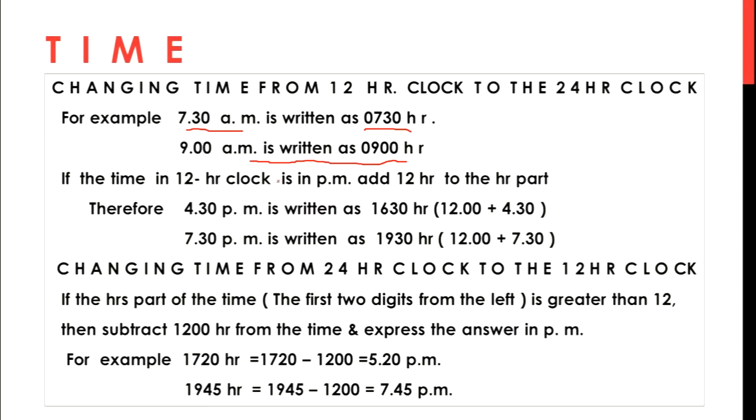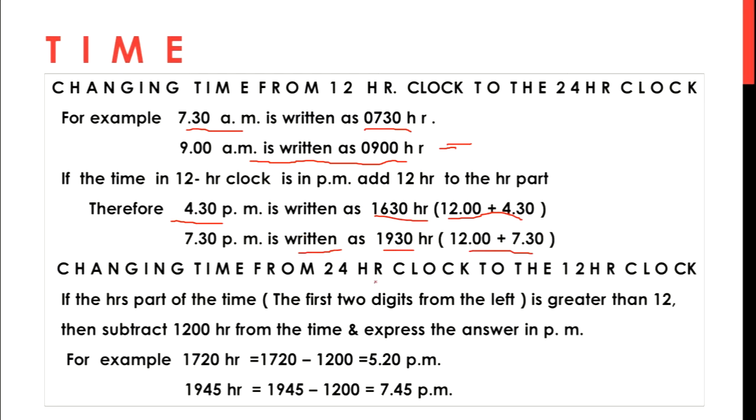That was for AM, and now for PM, we have to add 12 hours to this time. 4:30 p.m., adding 12 hours, gives you 1630 hours, and 7:30 p.m. is written as 1930 hours, means adding 12 to 7:30 gives you 1930 hours.